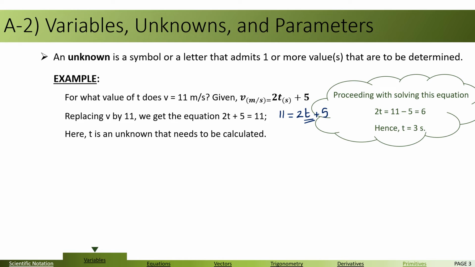Just in case you wonder about solving, I think you all know how to solve this. We isolate t. 2t equals 11 minus 5, which is 6. Then t equals 6 over 2, which is 3. We will pass back to equations in a later section.